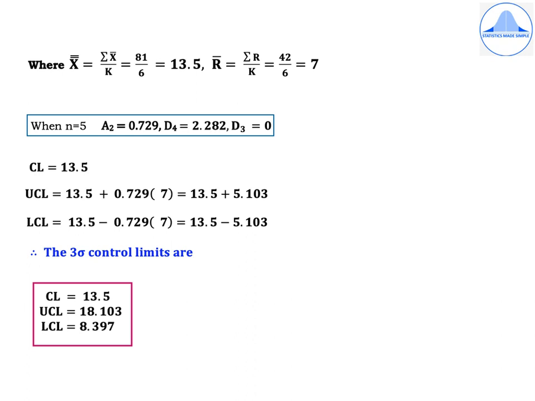which gives us 13.5 plus 5.103. LCL is 13.5 minus 0.729 into 7, which is 13.5 minus 5.103. Therefore, the 3 sigma control limits for the X bar chart are CL is equal to 13.5, UCL is 18.103, and LCL is equal to 8.397.